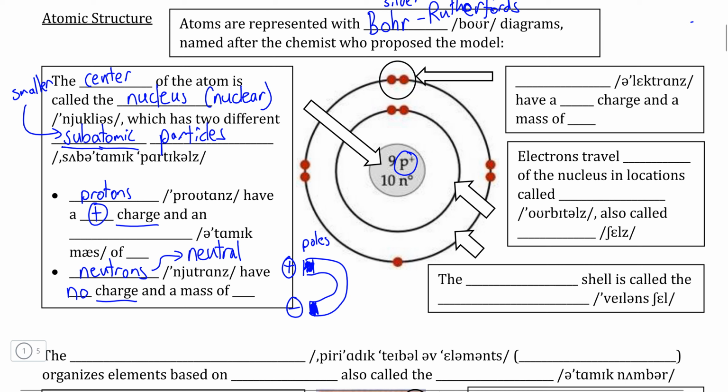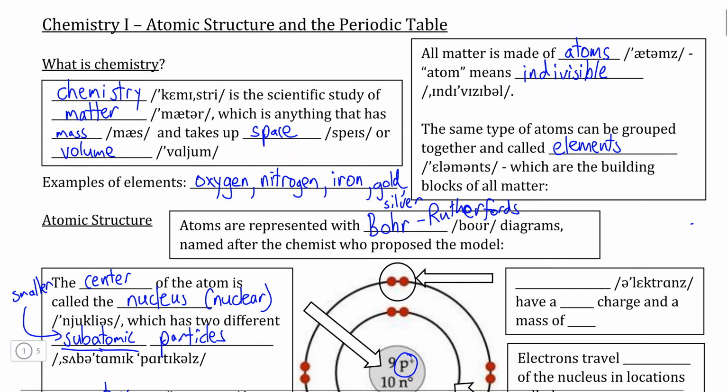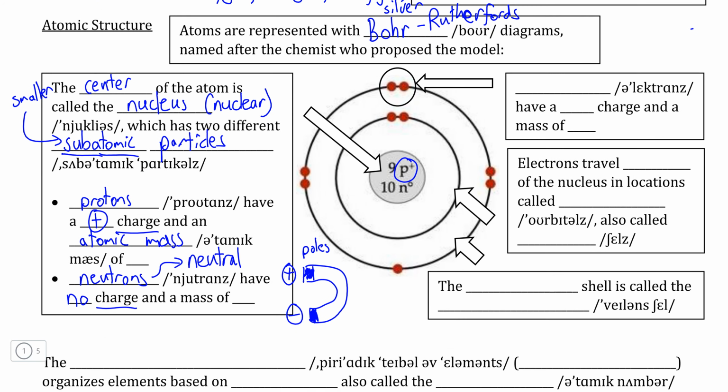Now, the second descriptor we need for each of our subatomic particles is what we call the atomic mass. And mass is important because mass is what defines whether something is matter or not. Everything that we study in chemistry needs to have mass, and fundamentally the mass of a substance is based on the number of protons and neutrons that substance has. So a proton is defined as having a mass of 1 unit, and a neutron is also defined as having a mass of 1 unit.